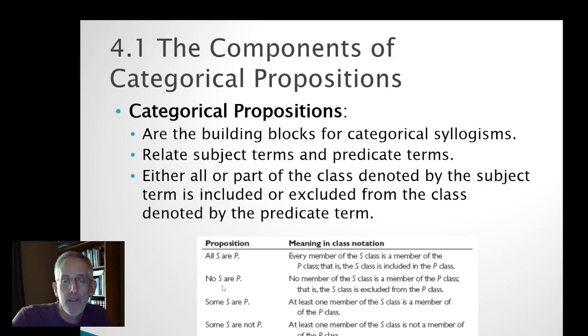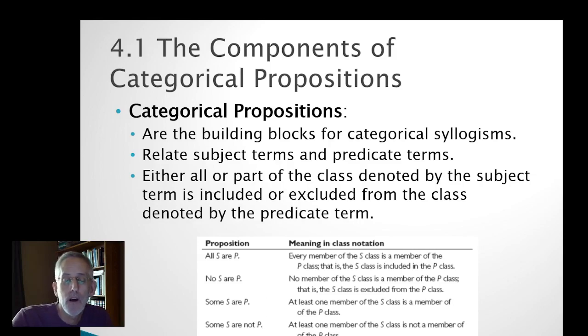And then moving to the third proposition, some S are P, that means literally that at least one member of the S class is a member of the P class. So if we said some dogs are mammals, that would mean there's at least one dog that is a member of the mammal class. And then finally, some S are not P. At least one member of the S class is not a member of the P class. So some dogs are not mammals, which would mean that there is at least one dog that's not a mammal.